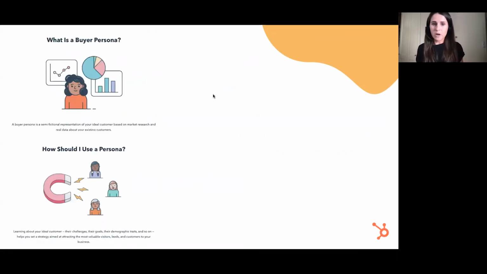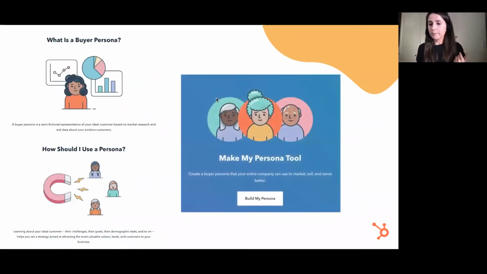As I said, Caitlin went into it, but just for a recap, a buyer persona is a semi-fictional representation of your ideal customer based on market research and real data about your existing customers. For HubSpot, when we started 15 years ago as more of a purely inbound marketing platform, we had one persona, which I think was called Marketing Mary, but now we have multiple different personas based on our different products. Again, I'm not going to go into this in too much detail. It was covered last week, but if you want to find out more, we have a ton of information on our blogs, and there's a free Make My Persona tool there as well.